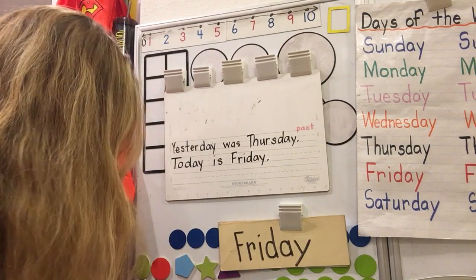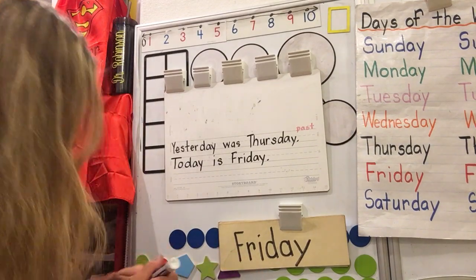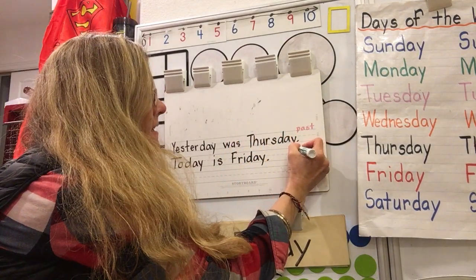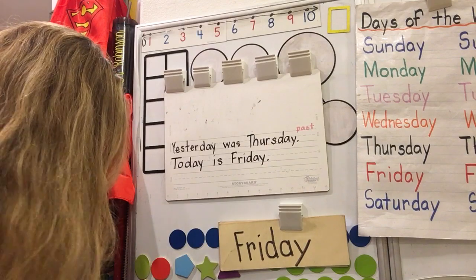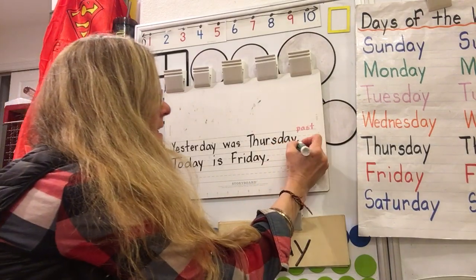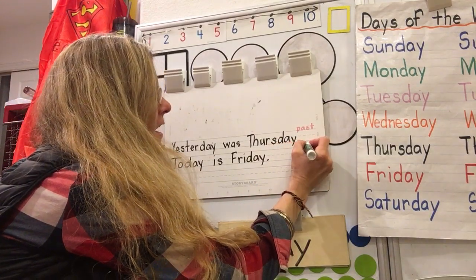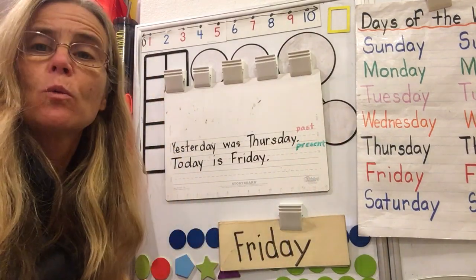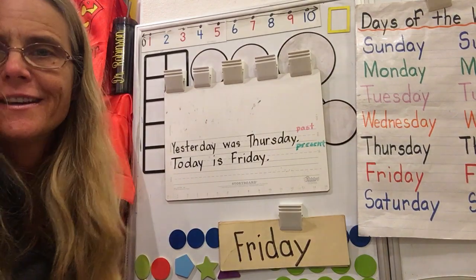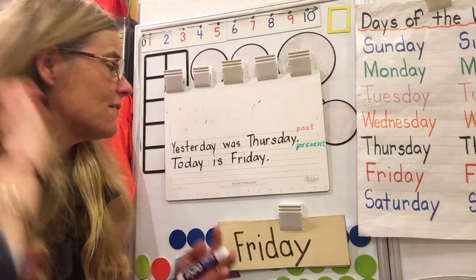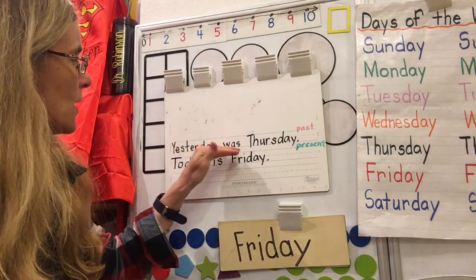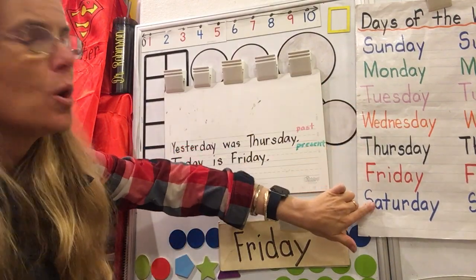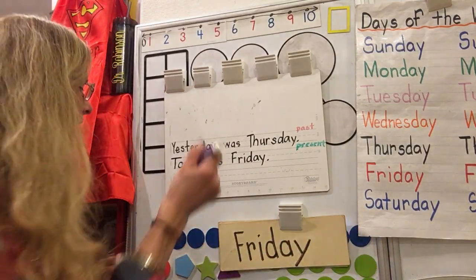And I was looking for blue, and I don't see blue, so I'm going to use purple for the present. Maybe it's green. Present. Oh, not that green. Present. P-R-E-S-E-N-T. One of the meanings of present is gift. It's the present. It's like a gift. So if yesterday was Thursday and today is Friday, then tomorrow will be Saturday.